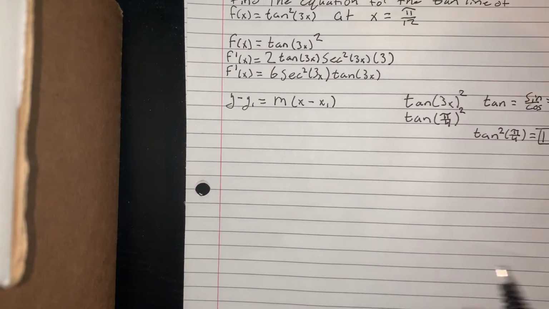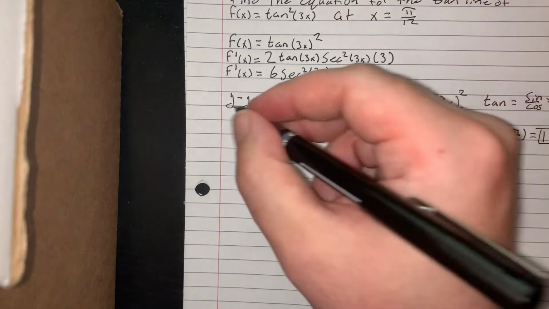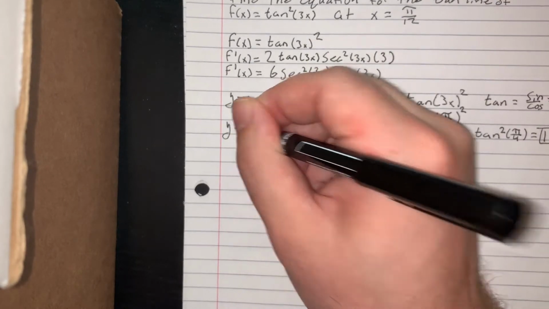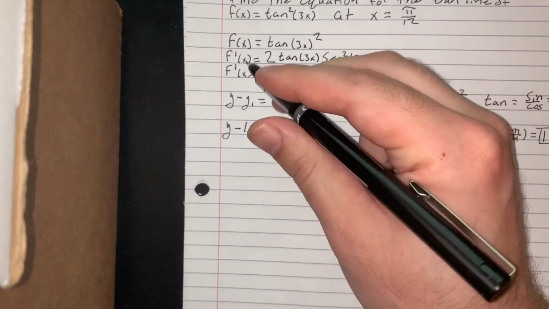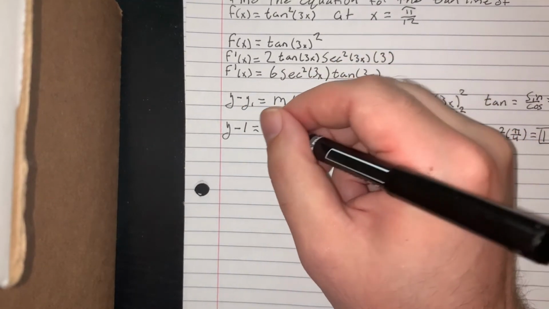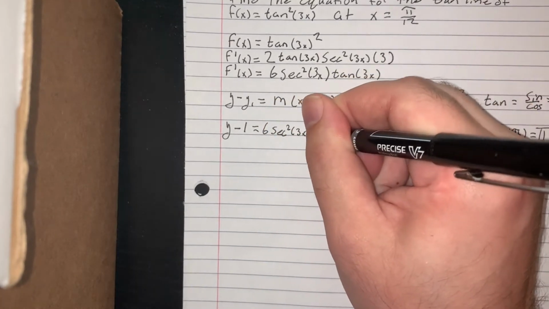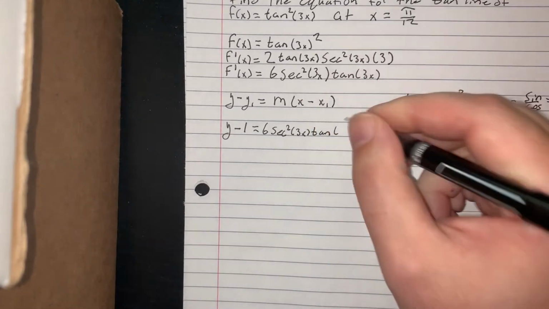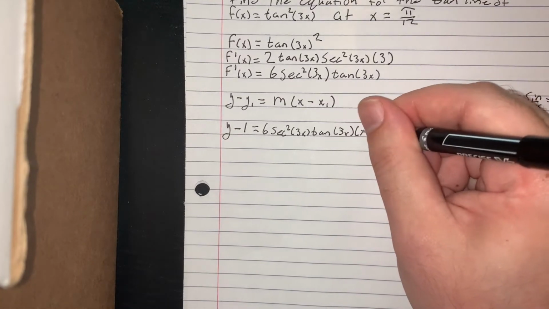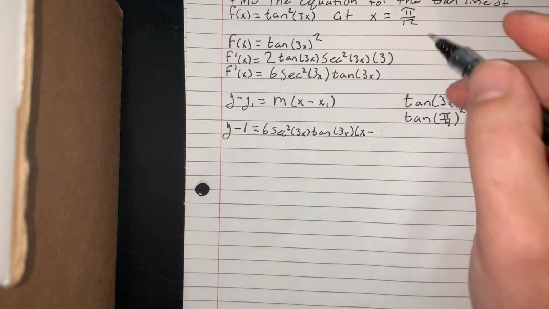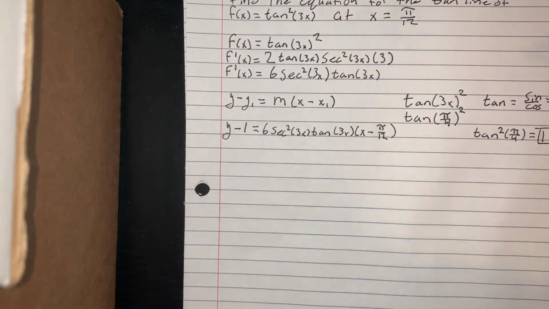Okay, so now we're going to want to plug everything into the equation, and we have all the variables we need. So y minus, well, y1 is 1, equals, m is going to be equal to the derivative of the function. So 6 secant squared of 3x tangent of 3x. And then we're going to multiply all of that by x minus, and we have x1, which is pi over 12.